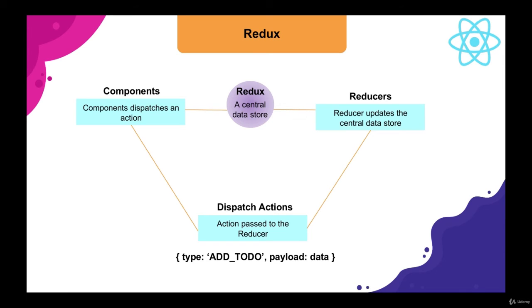So if we want to access some of that data in a component, then the component can call on that data, and then Redux passes that data in the form of props to that component. And that way we can access the data very easily. Okay?